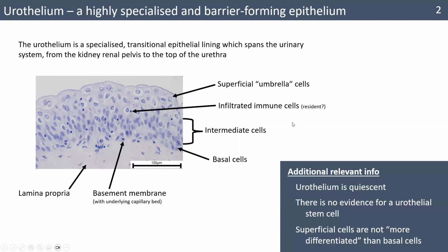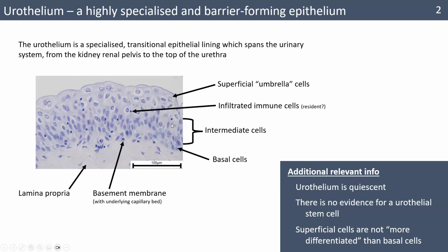So one thing to note about urothelium is that it's quiescent. That means that it's not really in an active cell cycle. It's very long-lived. Cells will live for around 100 days, and only 1% of the cells are in cell cycle at any given time.